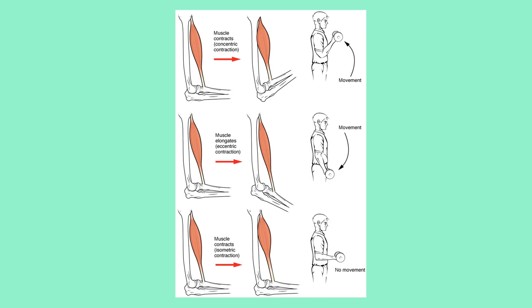So this is just showing isometric down here where you don't see a change or the movement per se. There's no movement with it, but the muscle's contracting, but you don't have any movement here. And then concentric versus eccentric is which way is the movement occurring.